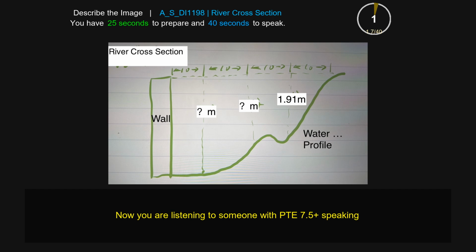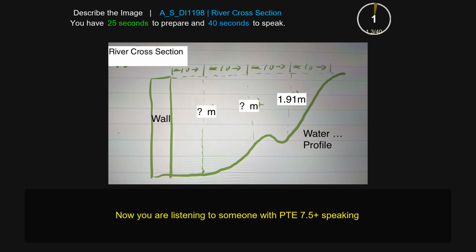The picture is about a river cross section. From the picture, I can see that there are total 4 cross sections, each is 10 meter apart. The depth of one of the cross section is 1.91 meter and the depth of the other two cross sections is unknown. At the left of the picture, we can see a wall. Moreover, the water profile is given in the picture. The picture is drawn using green color marker on a ruled paper. To sum up, the picture provides important information about a river cross section.